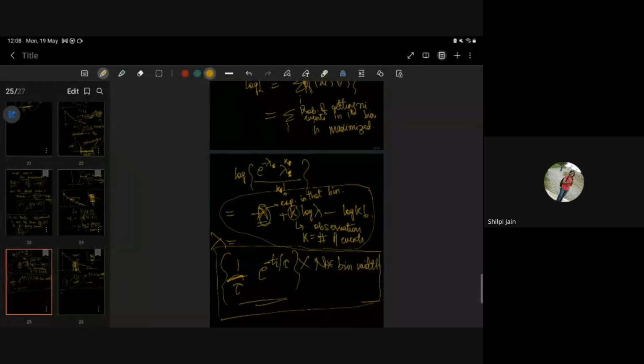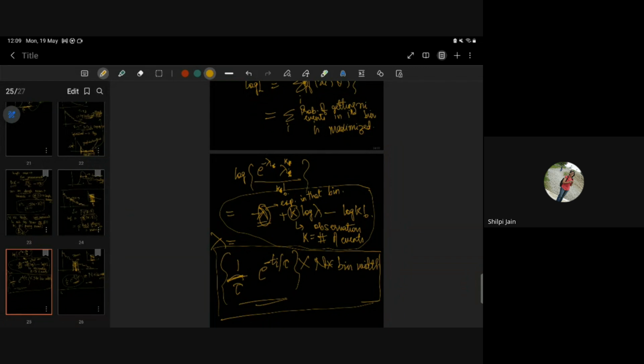Expected counts is enter times probability. Okay, that seems right, but you haven't shown... No, no. Log likelihood is the sum of all the bin counts. That doesn't seem right. This doesn't seem right, what you have written here. Okay, sorry, it was a truncated line. Into log of expected counts minus expected counts. Okay, seems right.